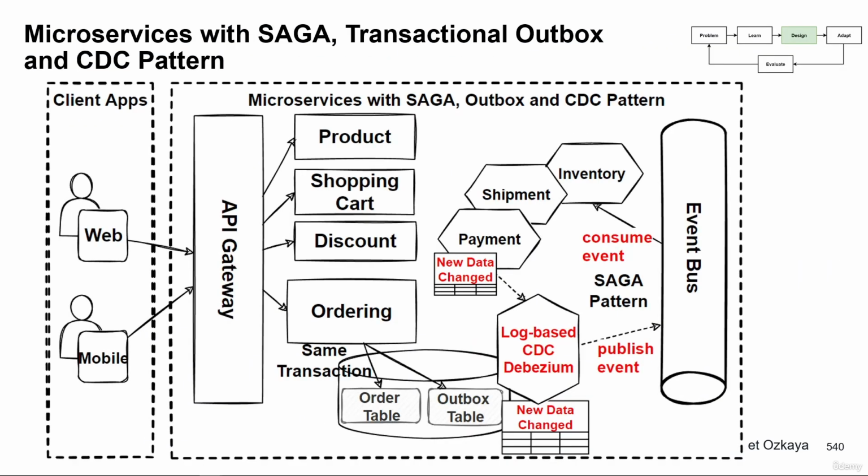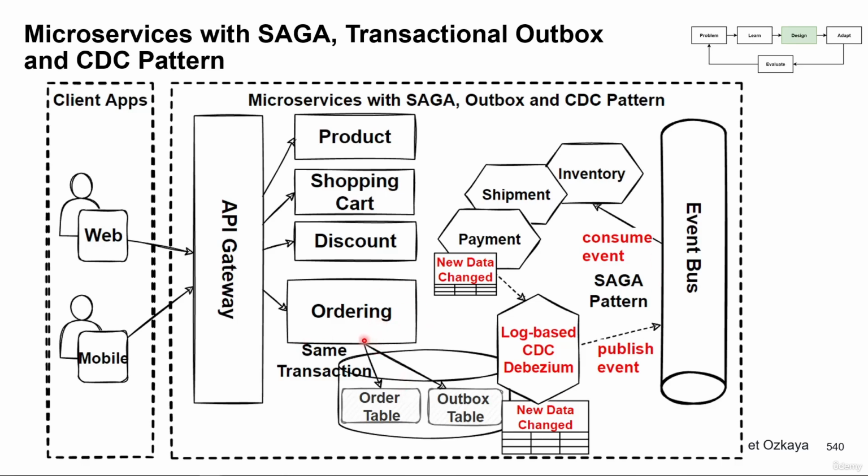Here you can see the final architecture design for our e-commerce application, which is applying microservice architecture with SAGA, Outbox, and change data capture patterns. Basically, we have four main microservices, which are the product, shopping cart, discount, and ordering microservices. Also in this architecture, we have added order fulfillment microservices, which are the inventory, shipment, and payment microservices. So here you can see how we can apply all these patterns and principles in this architecture.